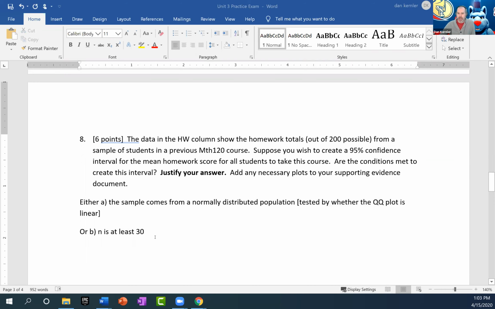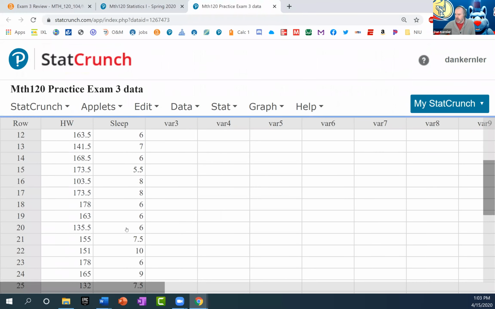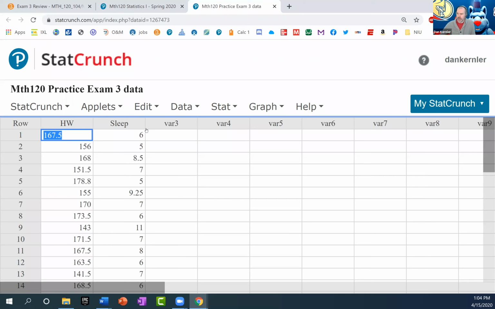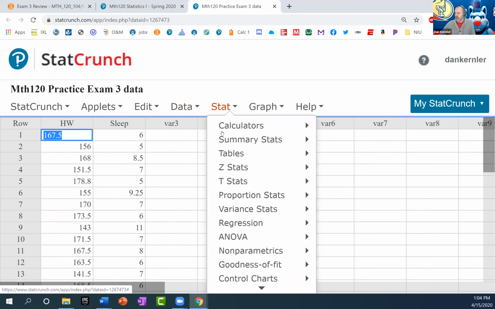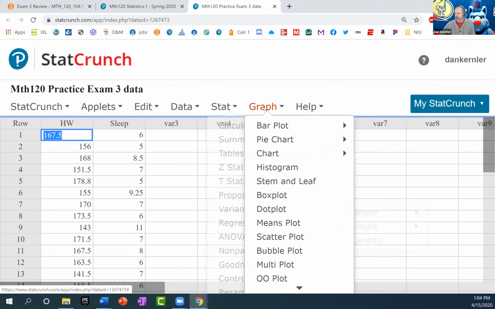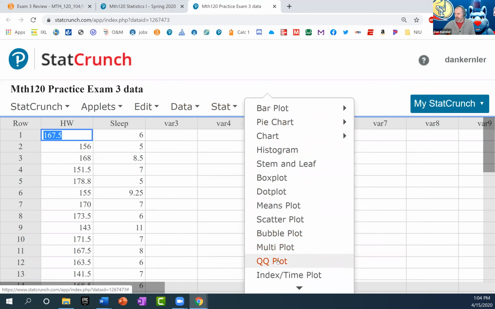So let's go back to the data. We have a sample size of 26, which is kind of close. So it's less than 30. 30, again, is not a hard magic cutoff, so we're a little low. So let's see if we're normally distributed or approximately normally distributed. Let's do a QQ plot.